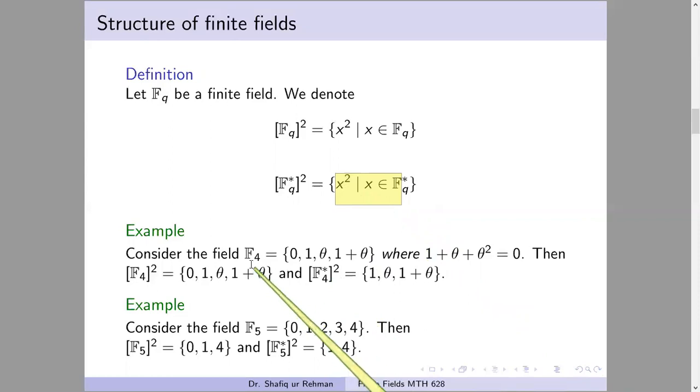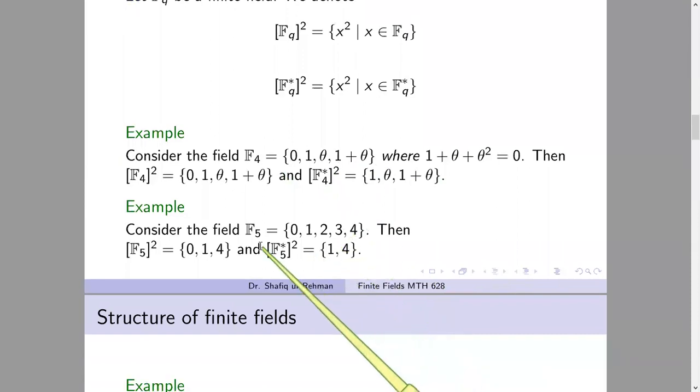For example, if we take the field F4, we take the square of its elements. 0 square is 0, 1 square is 1, theta square is 1 plus theta, 1 plus theta square is theta. So after taking squares, we write all the answers in a set, and this set is F4 square. Similarly, for F4 star square, we take the square of all the non-zero elements of F4. 1 square is 1, theta square is 1 plus theta, and 1 plus theta square is theta.